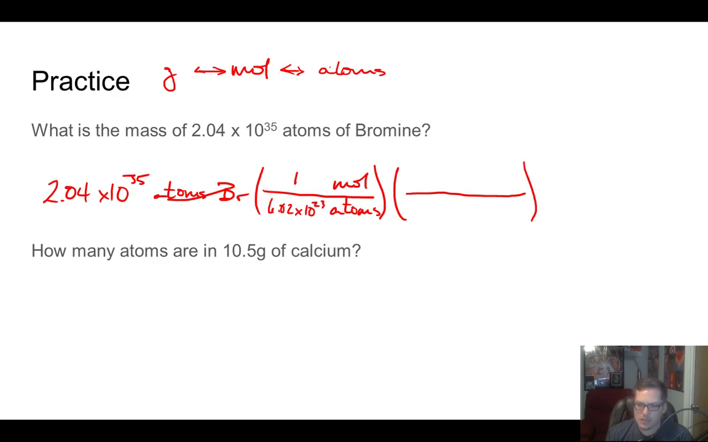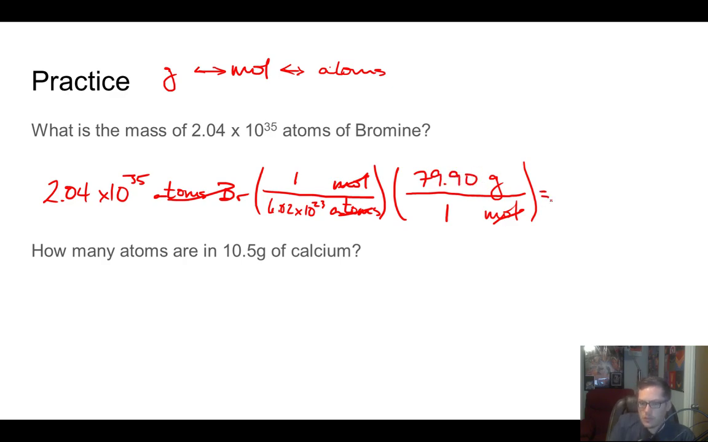Now, these have canceled. Atoms have canceled with atoms, and we're just left with moles. We need moles to cancel now so we can get to grams. So now we'll put moles on the bottom so that they cancel. You see how that works? Moles up here, moles down here, they cancel. Then we'll put grams up here. Well, we know that moles will always get the 1, and then we find the molar mass of bromine. On this periodic table, it's 79.90, so we'll put 79.90.